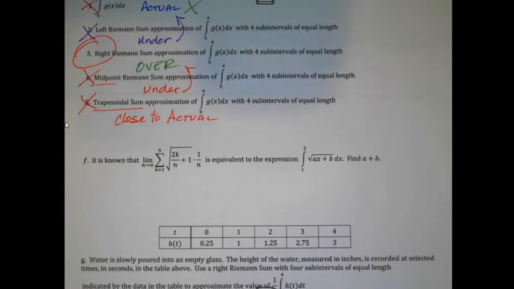Okay. Aha, here's the problem. This is the one that I got stuck on for a little bit. We need to know what A plus B is, and it's equivalent to the expression of that. So I have that one already kind of worked out. I'm going to go over that one at the end. I'm going to come back to that one because I need a little bit more room for that. So we're going to go to G.